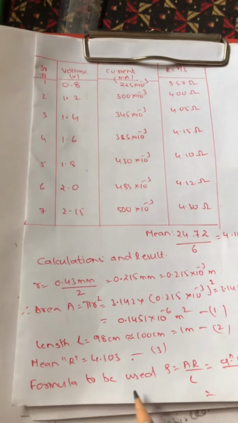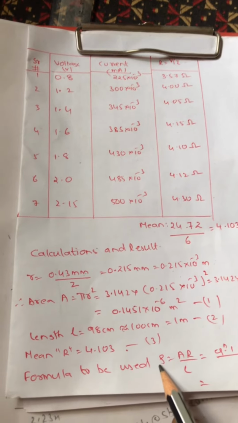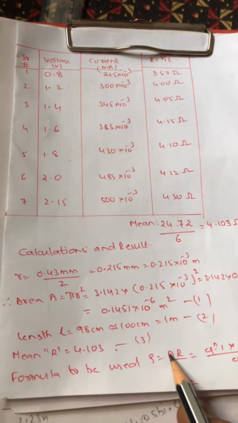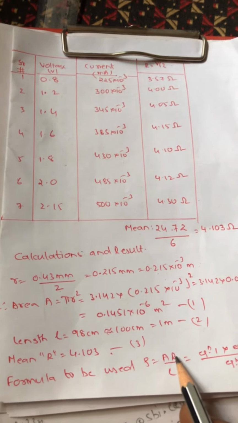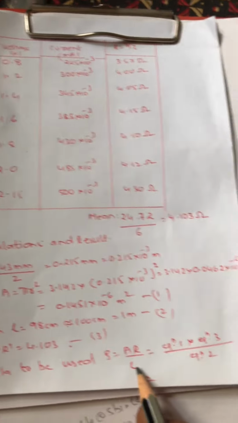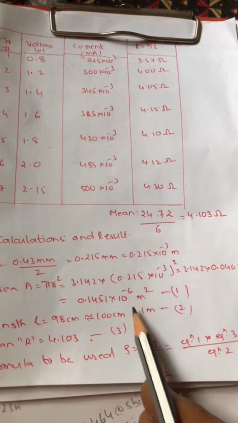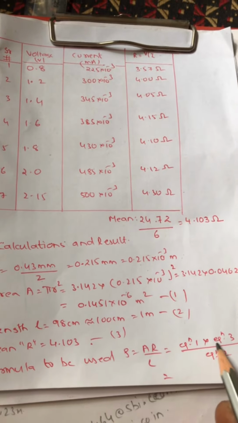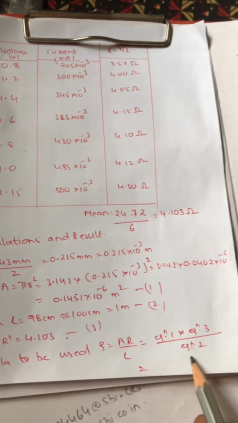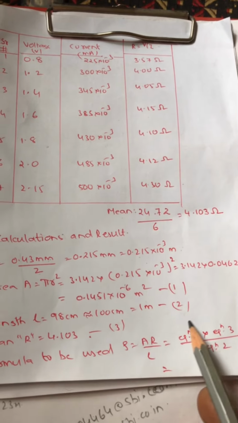Now what is the formula to be used? Rho is equal to AR upon L, where rho is the specific resistance of the material of the wire. This A is the area of cross section. This R is the resistance that we have found out. This L is the length of the wire. So now what you can do is equation number 1 into equation number 3, upon equation number 2. You will have to put in these values there.